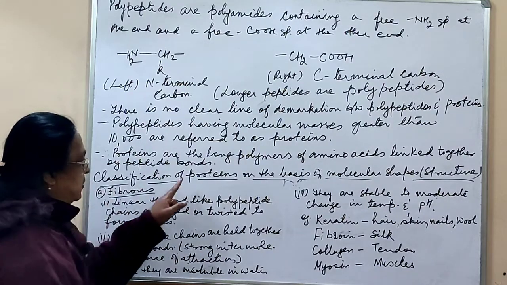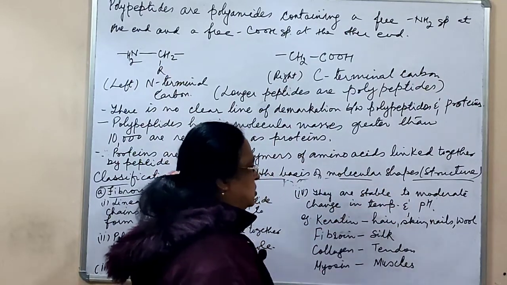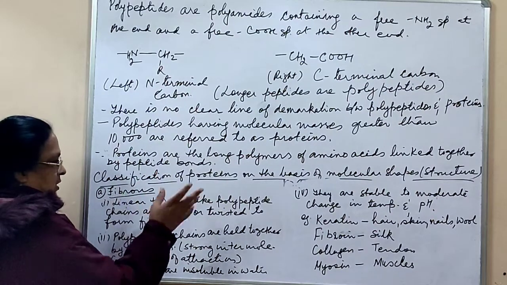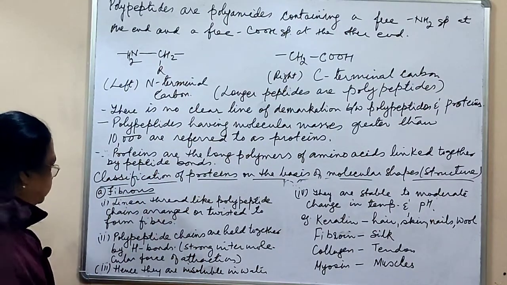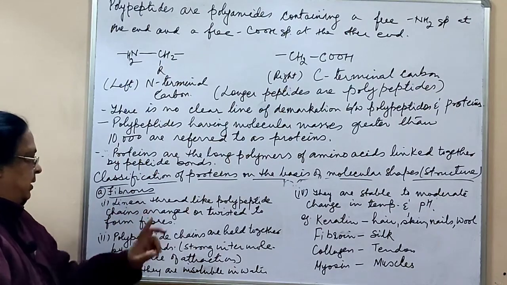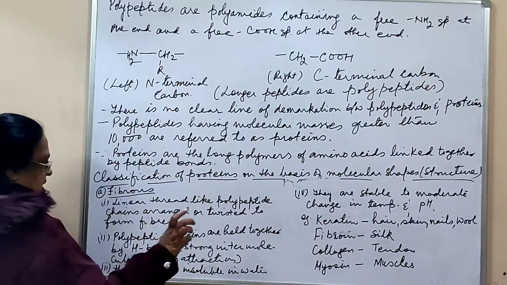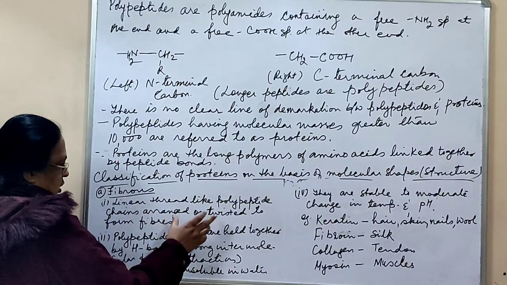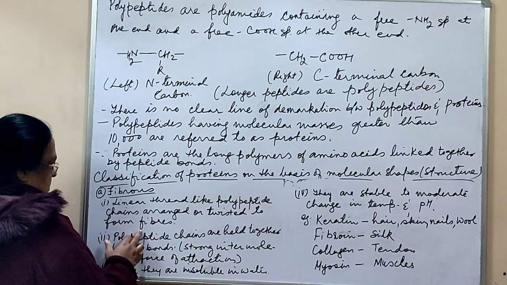Now classification of proteins on the basis of molecular shape, that is the structure. Only two types you have to do. One is fibrous protein, the other is globular. First I will discuss fibrous protein. Fibrous protein is a linear thread-like polypeptide. You have to learn this point. Linear, straight, thread-like polypeptide chains arranged or twisted to form fibers.